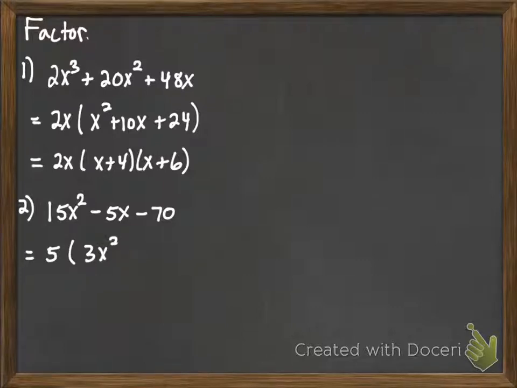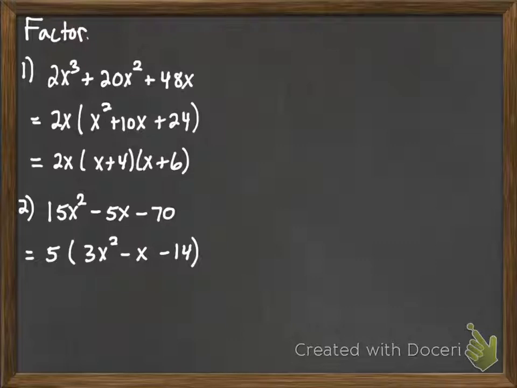3x squared minus x, and then we're just left with minus 14. So we've went from looking at things that would have multiplied to be 15 times 70, which again, by the way, is 1,050, add to be -5, to now looking at things that multiply to be 3 times 14, which is only 42. Much easier problem. So find that common factor when you can and take it out.